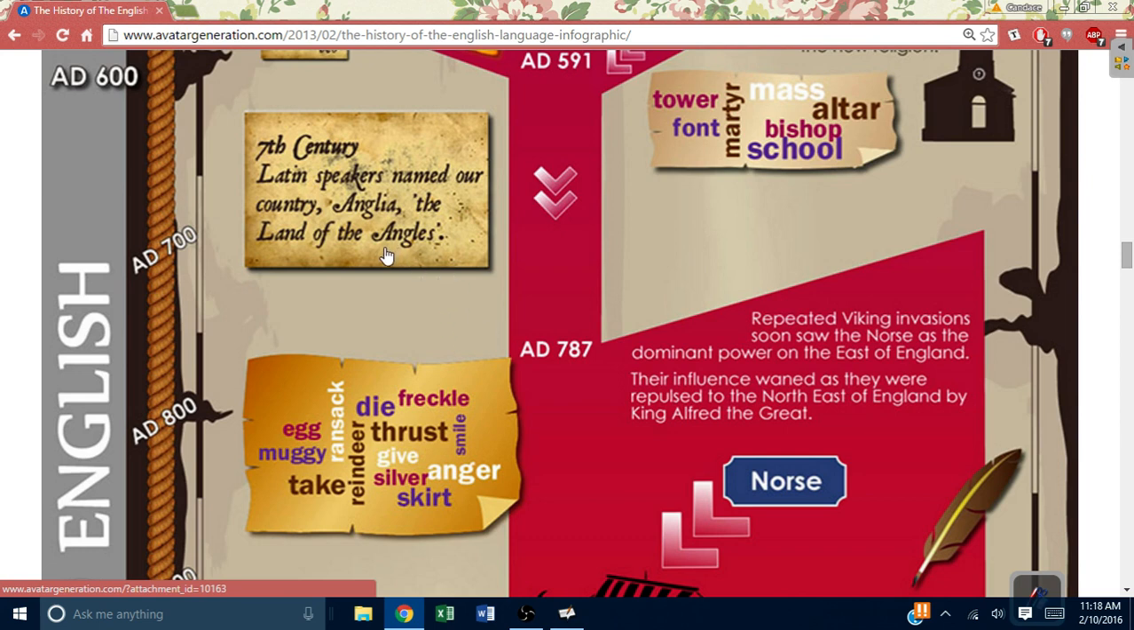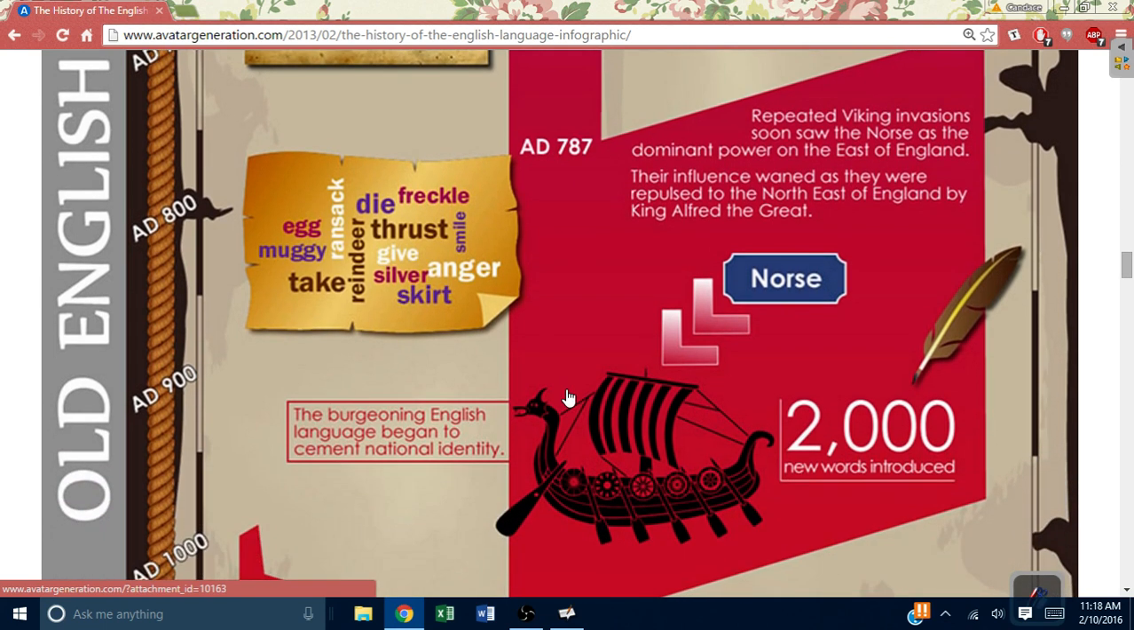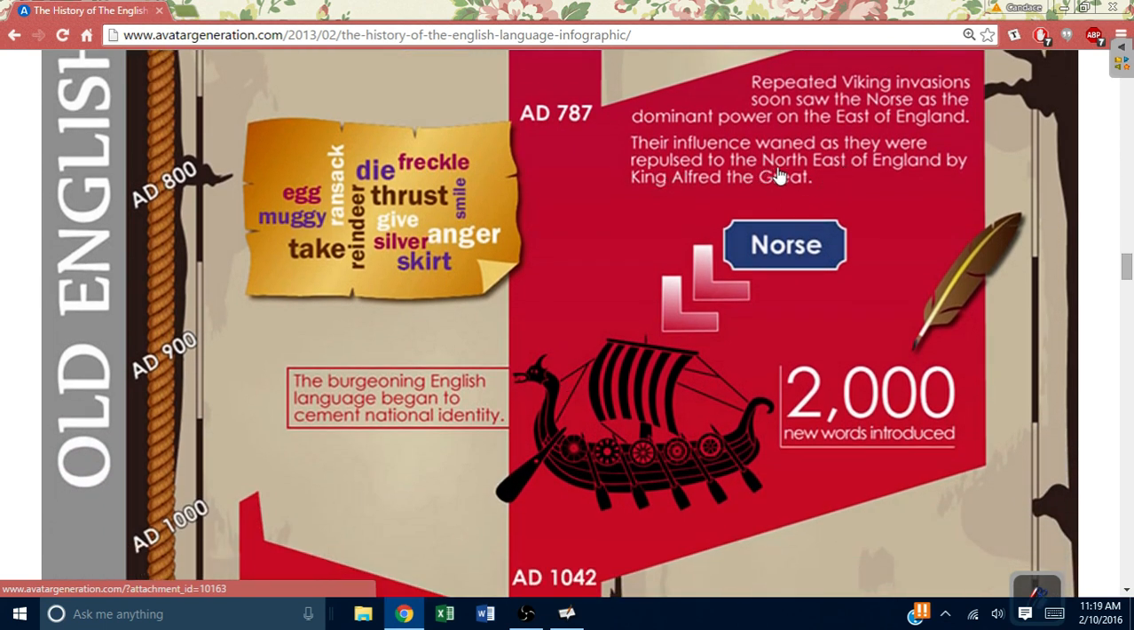It would be mostly talking about Angles. Angles. So this is where we eventually will get the word England, as you can imagine. So we're moving along here. The Vikings invaded and soon saw the Norse as the dominant power of East England. Their influence waned, or got less, as they were repulsed to the northeast of England by King Alfred the Great. And then we get these words from the Norse.